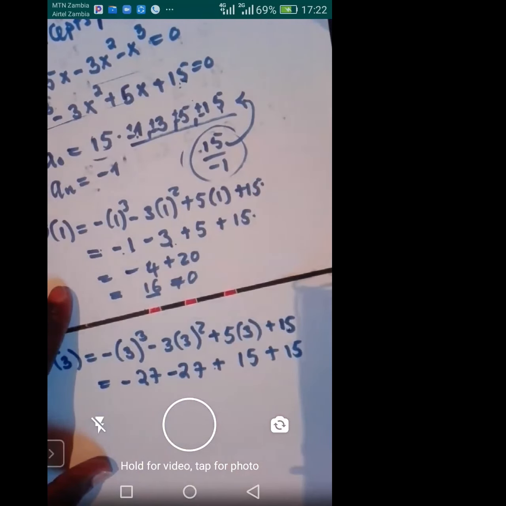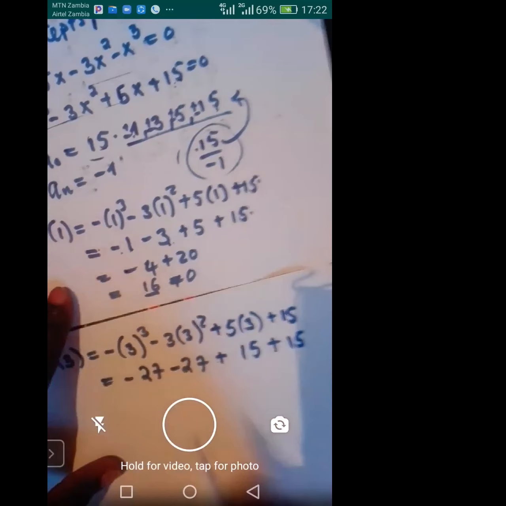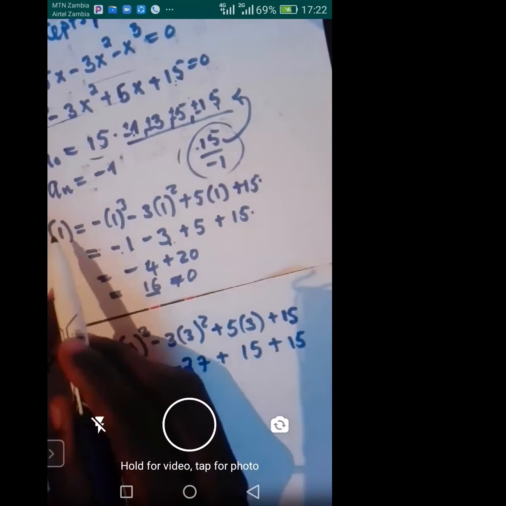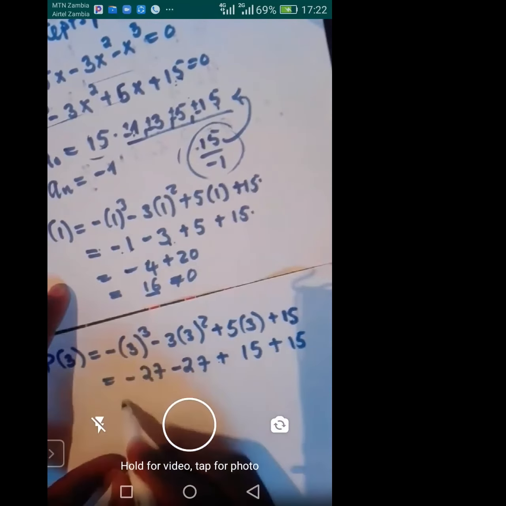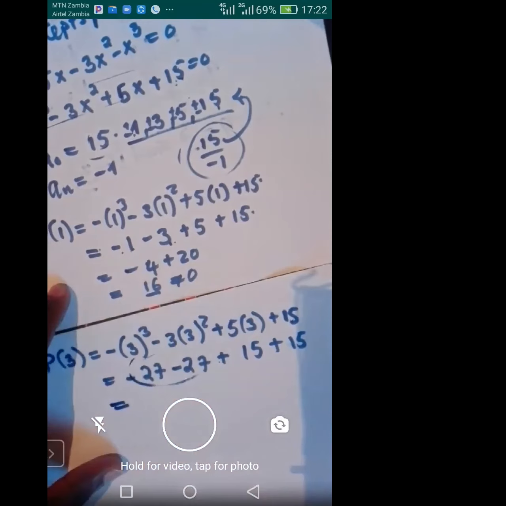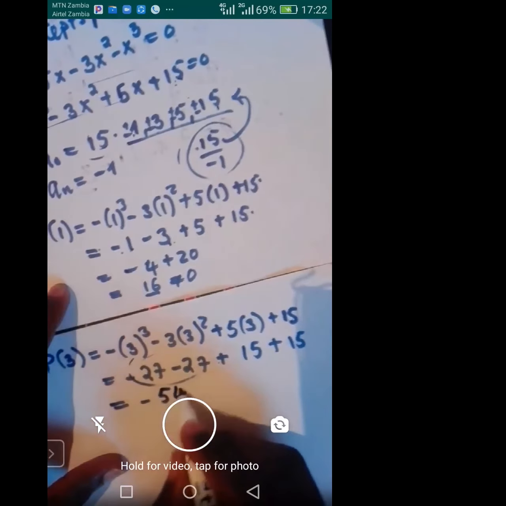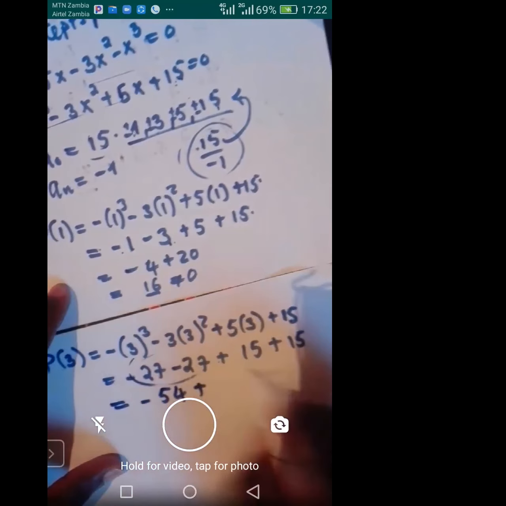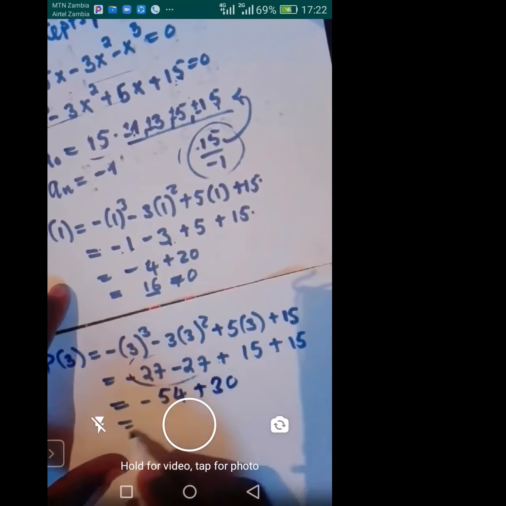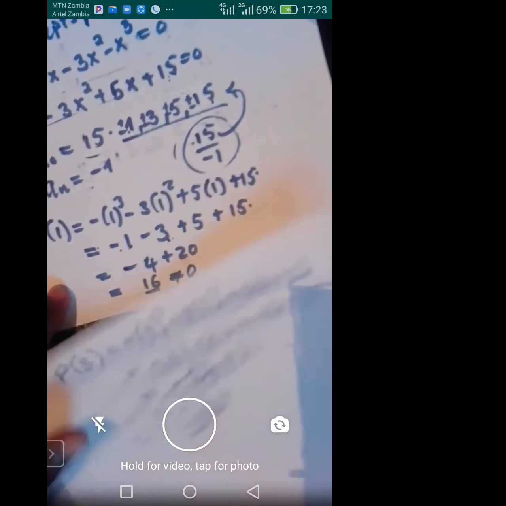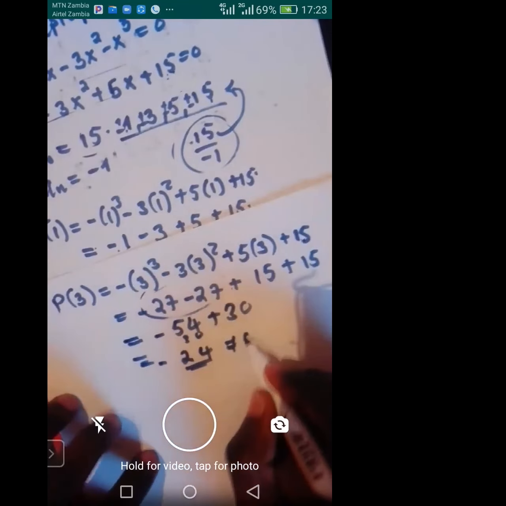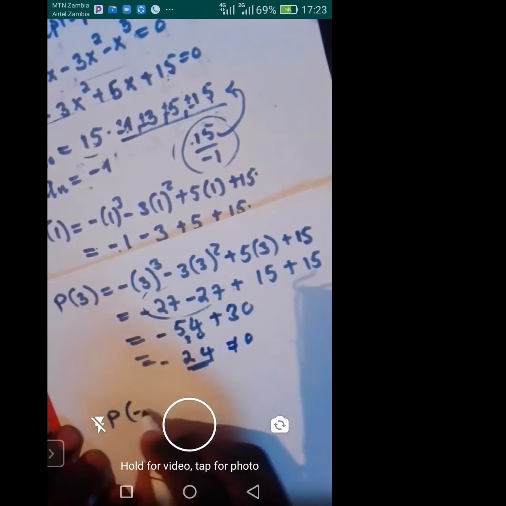Are we together? So this is what we are doing. And then you find P of 1 we've tried, P of 3 we've tried. So you're trying P of positive 3 here. What do you get? That is minus 54 then plus 80. We're going to get minus 24. Wow. Okay, that is not equal to 0 as well. It's not a factor.